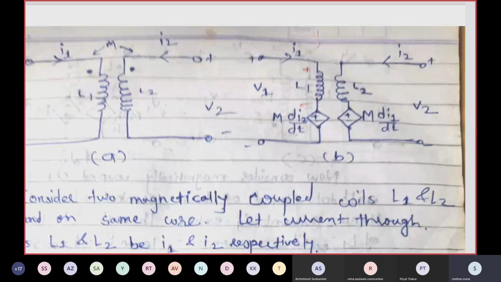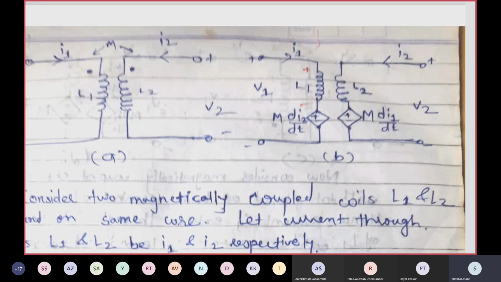Now here in both the coils currents are flowing. In coil 1, I1 current is flowing. In coil 2, I2 current is flowing. So because of current I1, mutually induced EMF is there in coil 2, and because of current I2, mutually induced EMF is there in coil 1, and it's shown by a dependent voltage source, having the polarity positive, negative, positive, negative, which is same as the self-induced EMF.